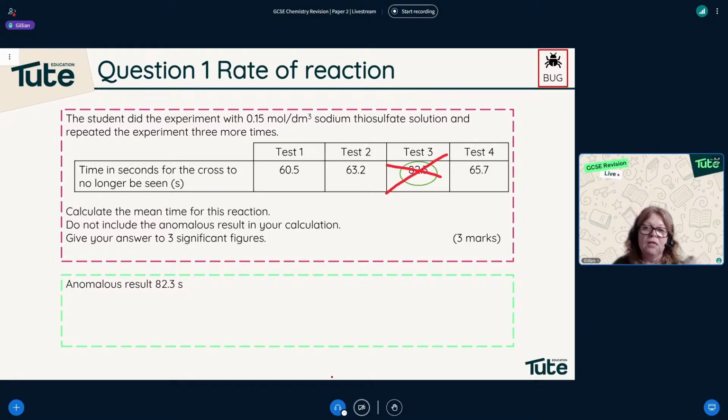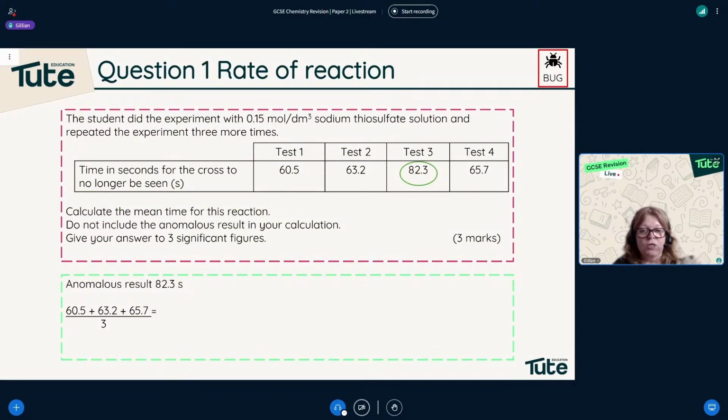To calculate the mean, I would need to add all of the other readings together and then divide by how many I've got. So I did 3 tests there. So doing our calculation on your calculator, don't forget to press equals before you divide by 3. And I get this as my answer, but I need to give my answer to 3 significant figures.